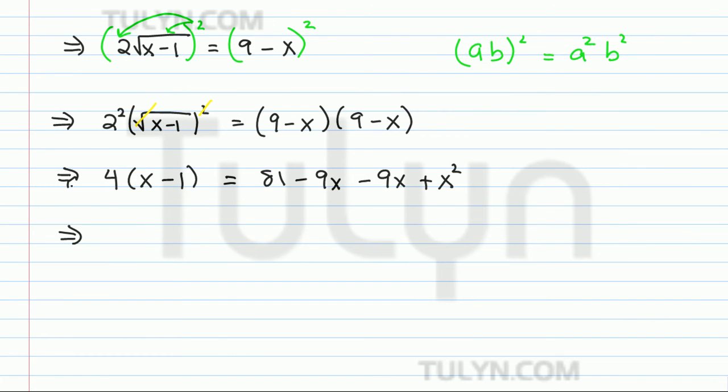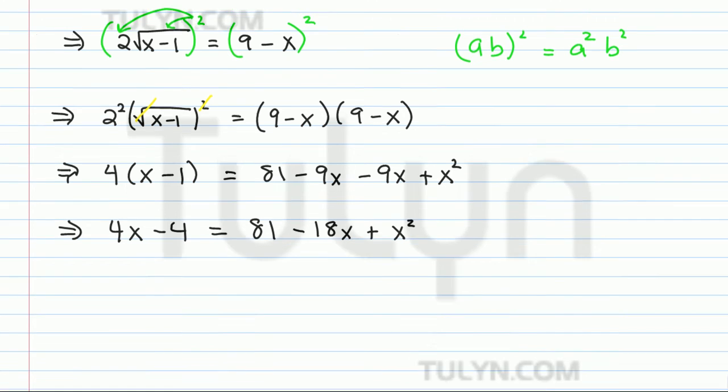Now simplifying these further, we distribute the 4 into this difference, so we get 4x minus 4 equals, simplifying, 81 minus 18x plus x squared. Let me rewrite that squared. Looks a little weird. Alright, much better.